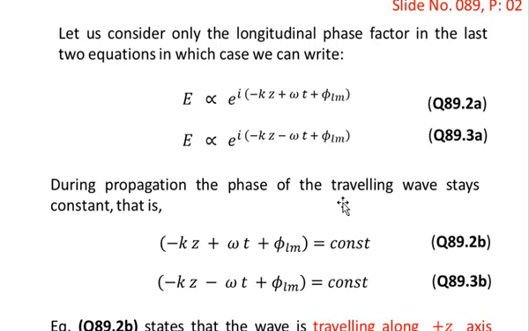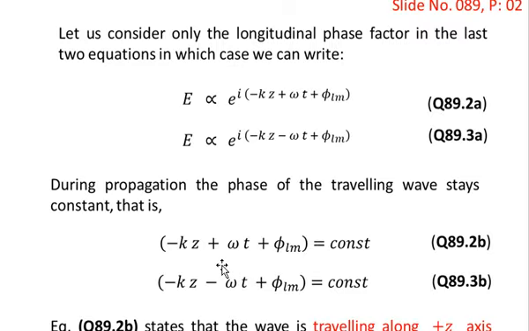During propagation, the phase of the traveling wave stays constant. As you know, this is the basic formulation of a wave, that is, the phase has to be constant when the wave travels. So I am writing the phases of these to be constant from equation number 2a and equation number 3a, which will be respectively called equation number 2b and 3b.